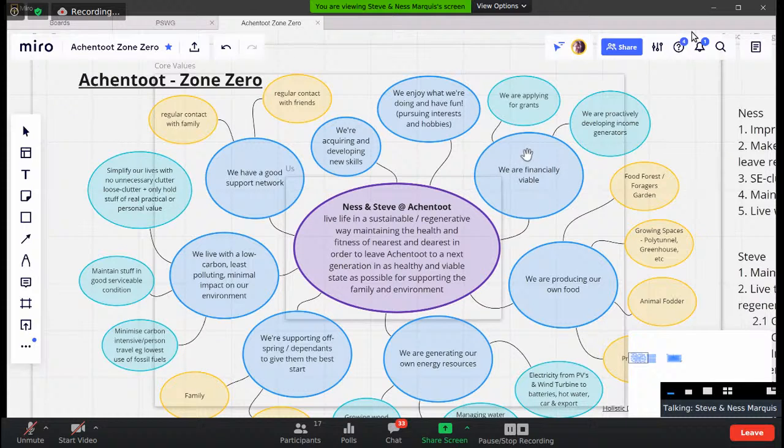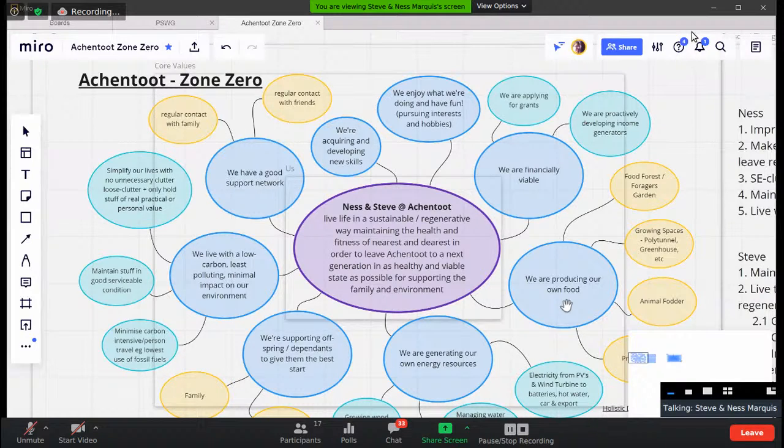So here's one: we are financially viable. Probably not at the moment, but we're going to work on that. We've got some stuff to do. We are producing our own food. Well, not quite yet, but we've got some stuff to do. But in an ideal world, this is what we're aiming for. And when we get there, these things might change. This isn't set in stone.